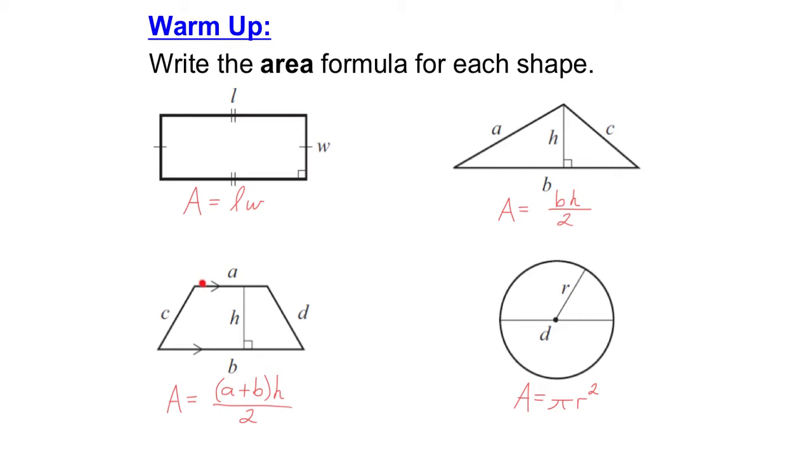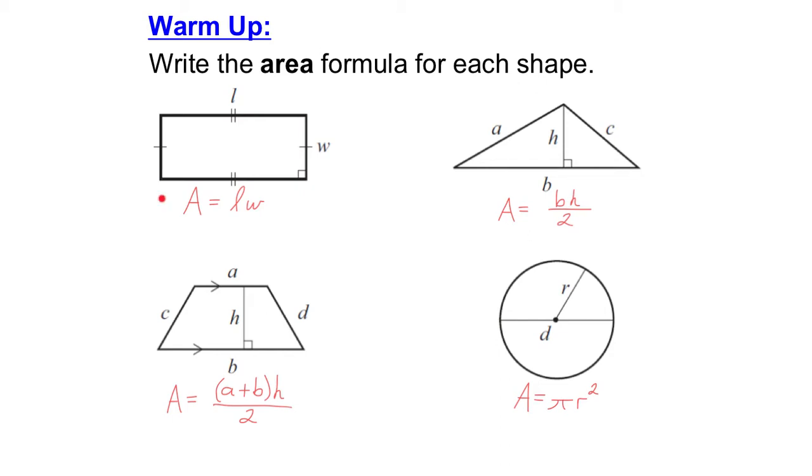For a trapezoid, A plus B, so add up the two parallel sides, multiply by the height, and then divide that by 2. And for a circle, area is pi times the radius squared. Remember, radius is half of the diameter. It's from the center to the outside, not all the way across.